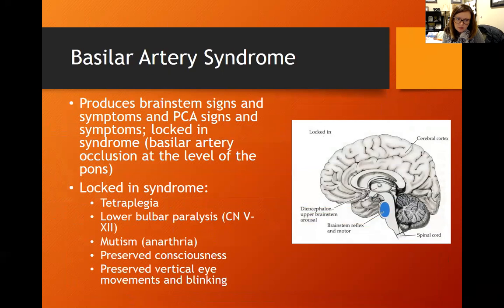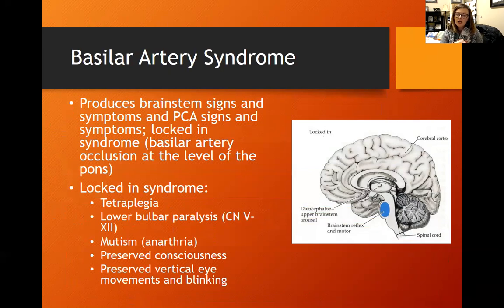Basilar artery syndrome produces brainstem signs and symptoms and posterior cerebral artery symptoms. This is called locked-in syndrome. This is not favorable. So typically they end up completely paralyzed in all 4 extremities, which is called tetraplegia. They are unable to speak. They have lower bulbar paralysis, cranial nerves 5 through, we can look at 12.